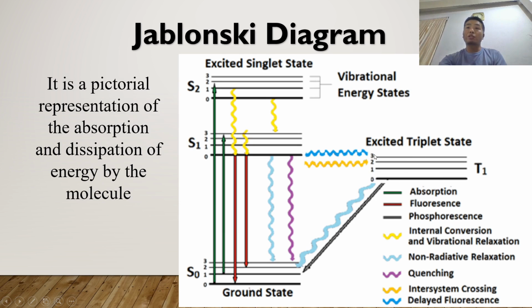And from this T1 to the ground state, sometimes it is non-radiative relaxation, and sometimes, here you see, this one is phosphorescence. Some compounds, when exposed to light, will still produce light after the light is cut off. They are known as phosphorescence. This is the Jablonski diagram. This is very clear and very easy to understand.